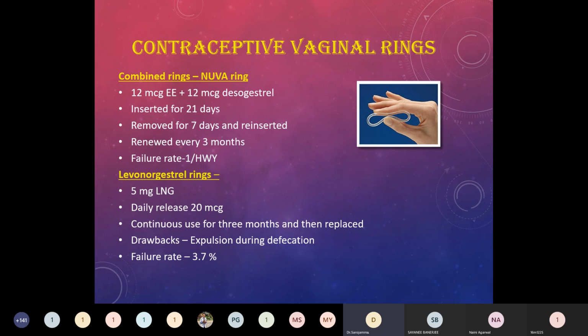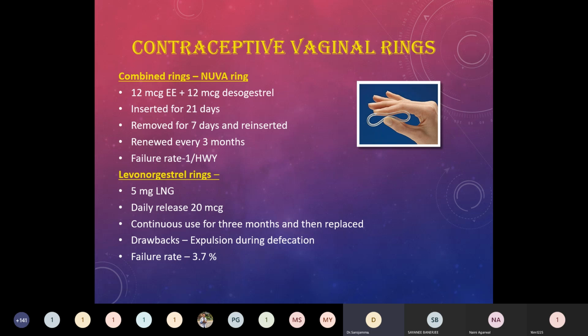And Nuva ring is the one which contains estrogen and progesterone. Estrogen 12 microgram of ethinyl estradiol and 12 microgram of desogestrel. It is inserted for 21 days and removed. After 3 weeks, take it out, clean it and use it again after 1 week break, for 3 months. And a new one has to be used after 3 months. So every 3 weeks on, 1 week off, but the same ring can be used for 3 months. And at the end of 3 months, a new one has to be used.